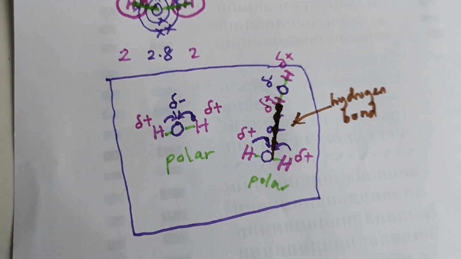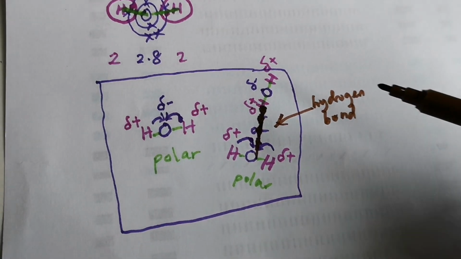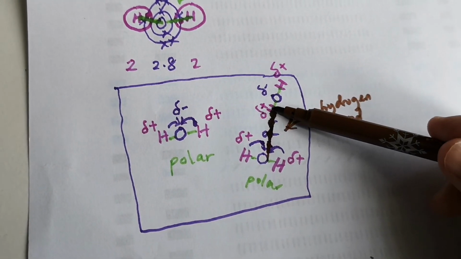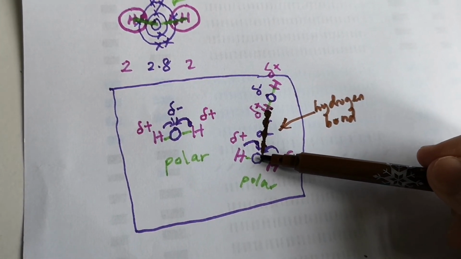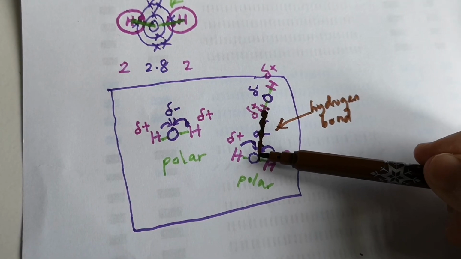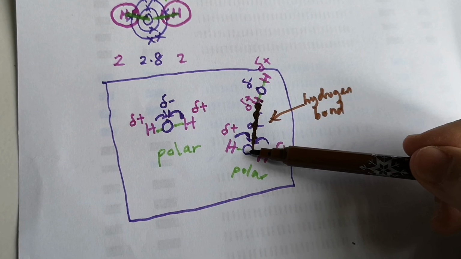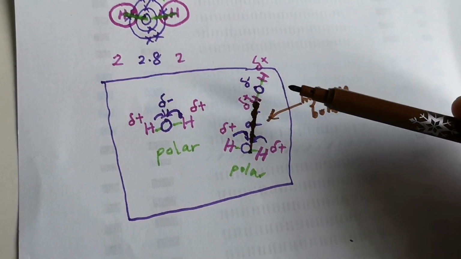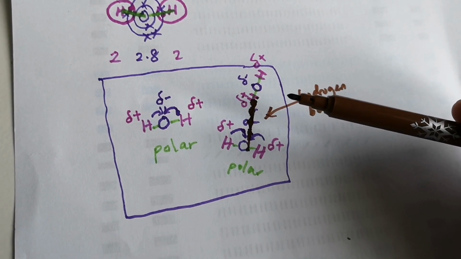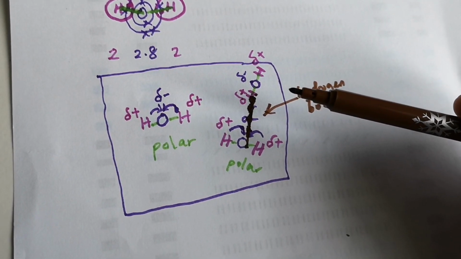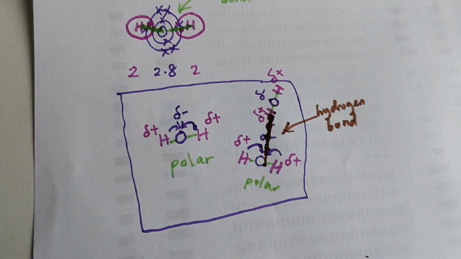Hydrogen bond can only happen between a hydrogen and a very electronegative atom. For example, nitrogen, oxygen, and fluorine. Okay, so that is hydrogen bond.